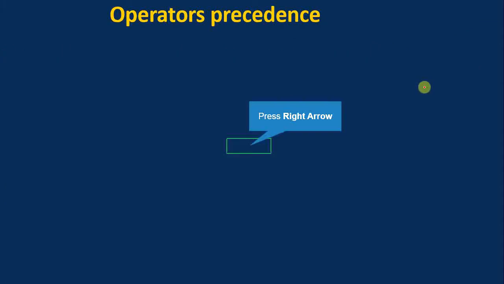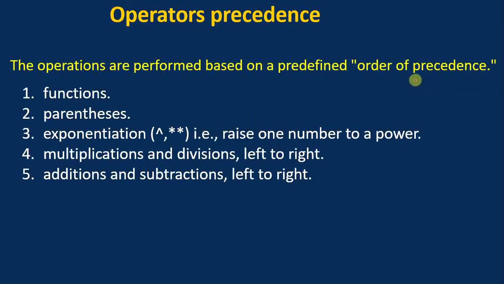The concept called operator precedence comes into effect when an expression involves more than one operator. If an expression involves more than one operator, in that case, which operator is supposed to be evaluated first? It is based on the precedence levels, and this is the order of precedence defined by most of the programming languages. First the functions will have the highest priority, then the parenthesis will be the next highest priority, followed by exponentiation, followed by multiplication and division from left to right, addition and subtraction from left to right.